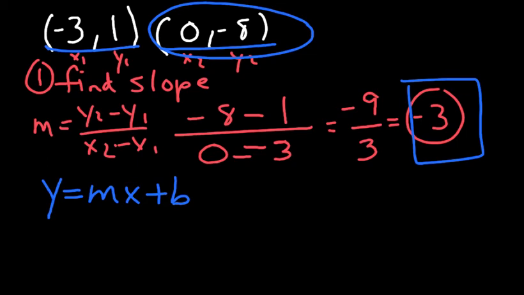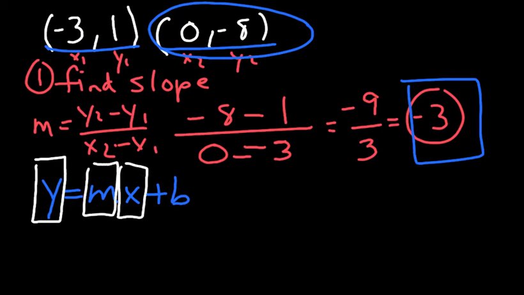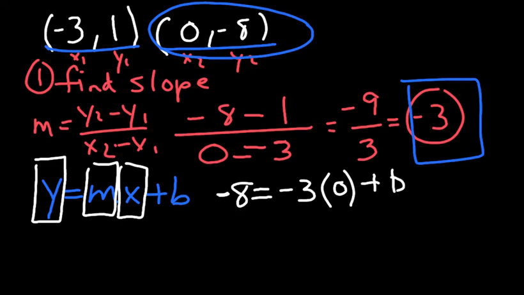So what I'm going to do is put the y value for the point I picked in y's place, the x value for the point I picked in x's place, and the slope for m. I'm going to put those 3 numbers in and try to find b. So y is negative 8, so negative 8 equals m, which is negative 3, times 0 plus b. So negative 3 times 0, well, that's just 0. So b equals negative 8.